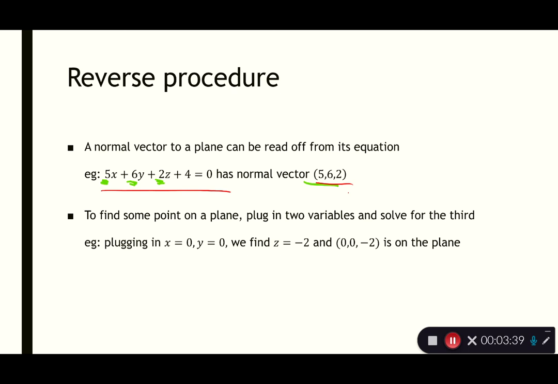On the other hand, finding a specific point is a little bit more difficult. What we usually do is choose random values for two of the variables and then solve for the third. So for example, because we are lazy, I can plug in x is equal to 0 and y is equal to 0, and that leaves me trying to solve 2z plus 4 is equal to 0 in this equation. That gives me z is equal to minus 2. And so this point then is one of the points on the plane.